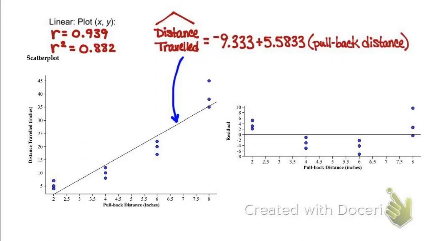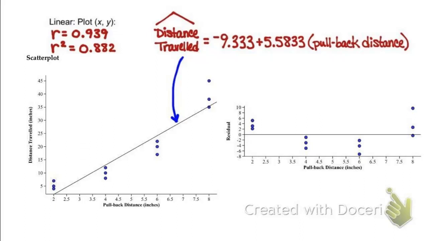The R value for the least squares regression was 0.939. What does that tell you about this relationship? If it has an R value of 0.939, it has a strong positive linear relationship, yes. Strong positive linear relationship. Our R squared is 0.882. So 88% of the variation that we see in distance traveled is because of this linear relationship with the pullback distance.